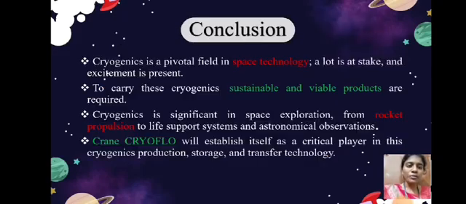In this video, we have discussed the cryogenic technique, and how cryogenic materials are used in industries as well as in the field of space. Cryogenics plays a pivotal role in space technology, and carrying these cryogenics is sustainable and viable. Cryogenics is significant in space exploration, from rocket propulsion to life support systems and astronomical observation. So, we have concluded that it is below minus 120 degrees Celsius.